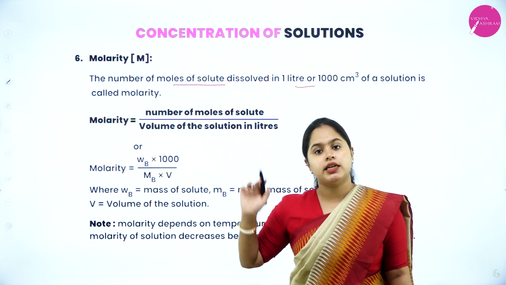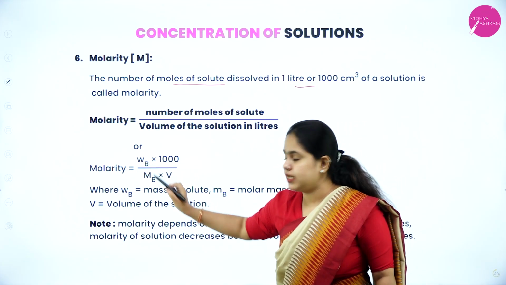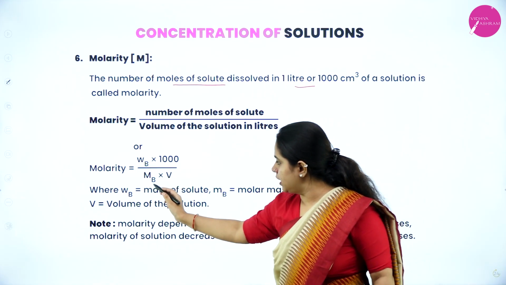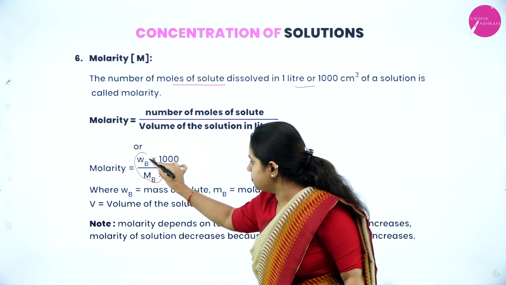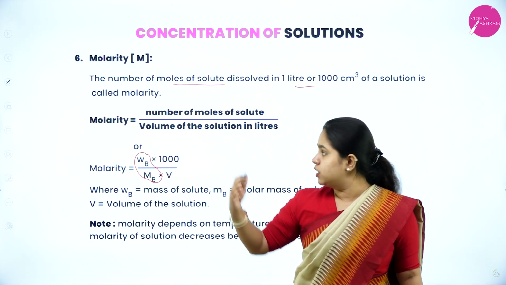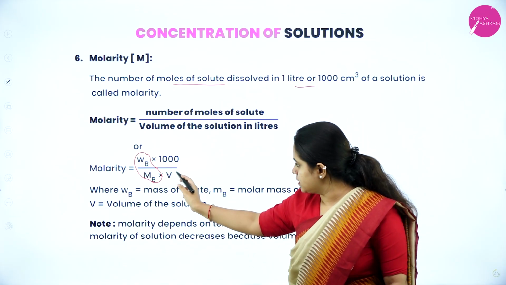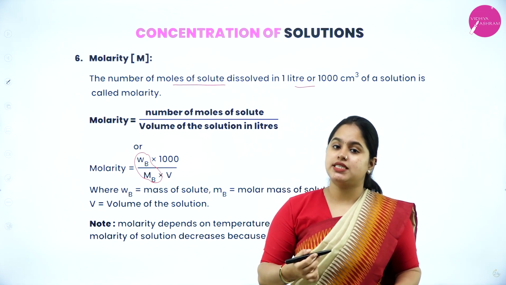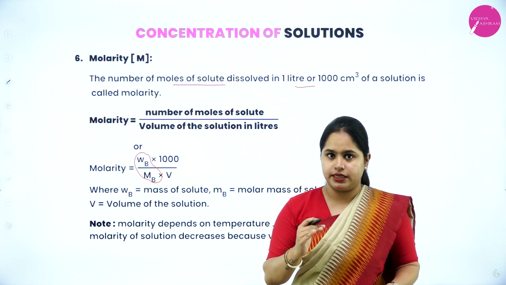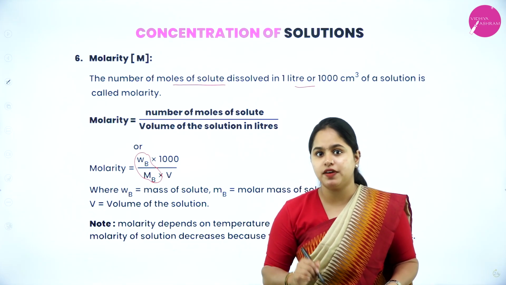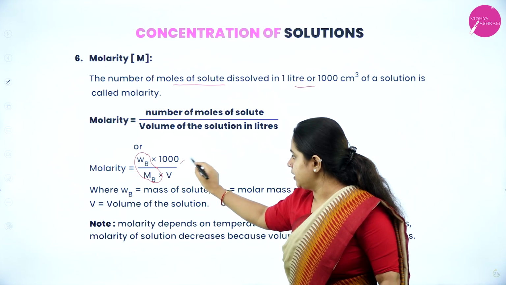So how do you calculate the number of moles? It is mass by molar mass. So you can write it in this form also: WB represents the mass of the solute divided by the molar mass of the solute. This part is basically the number of moles. Then divided by the volume of the solution, that is V here. If the volume is in liters, you need not use this 1000. If the volume is given in milliliters, you have to divide it by 1000, so that 1000 comes to the numerator. That is why this 1000 is here.